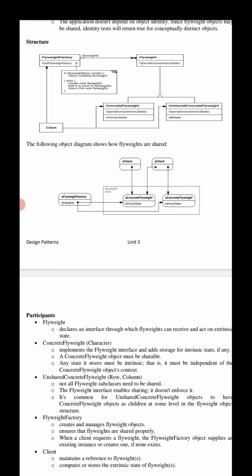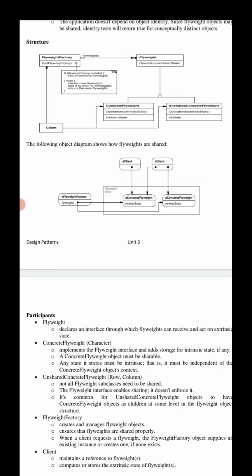Okay, here in the flyweight class, the operation's extrinsic states are not constants. They need to be calculated. The flyweight class is extended by the subclasses concrete flyweight and one more, unshared concrete flyweight. Here we perform some operations on extrinsic states and intrinsic states. And coming to this side, the unshared concrete flyweight subclass, we perform some operations on extrinsic states and all states.